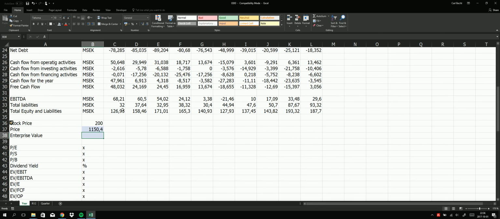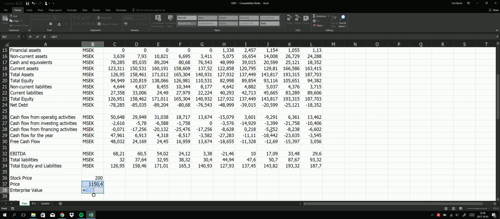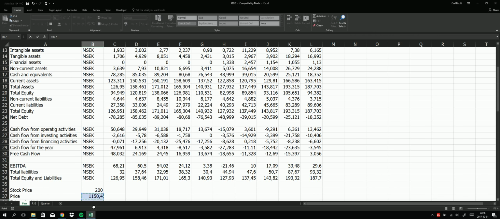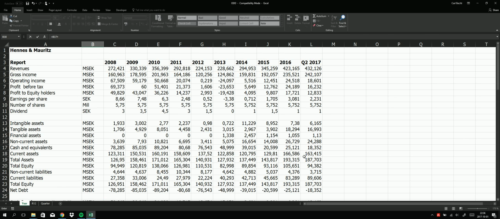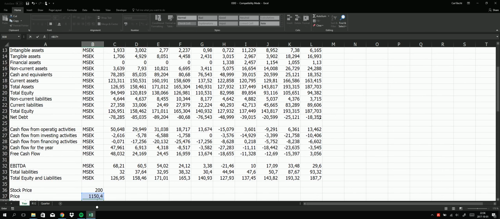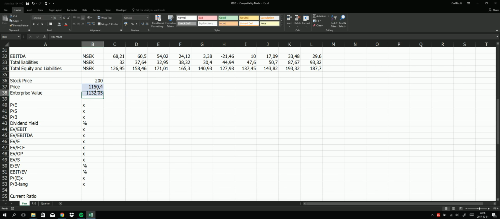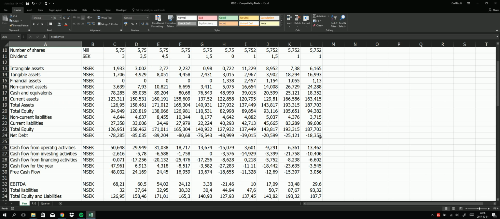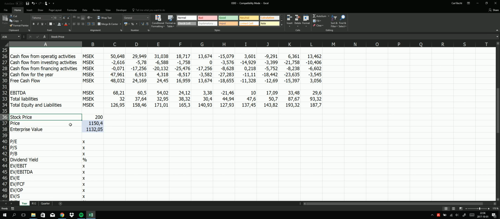How do we calculate our enterprise value? Well, we take the price plus the net debt. In this case, the latest figure was minus 18 billion kroner, I think, so just add it on. This makes sense because the enterprise value is lower than the price, and that means they have net cash, and that's why the figure is negative. So now we have our price on H&M. I'm not sure if this is correct, but it's a principle. And you have your enterprise value, which is lower than your price.